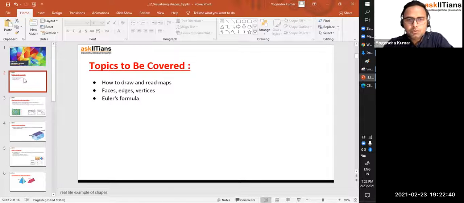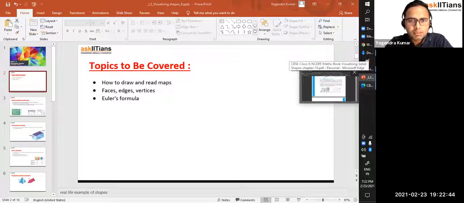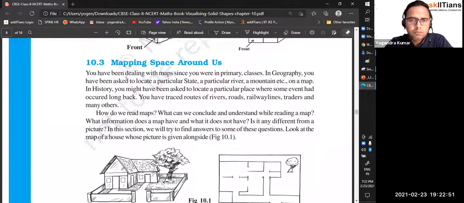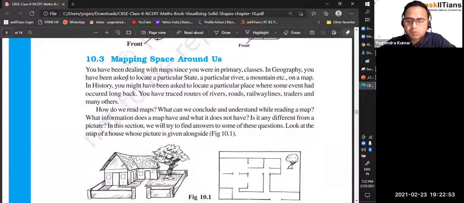So I want to explain the basics of this topic first. Let's start with your NCERT book only. In your textbook, you will find the topic name: Mapping Space Around Us. This is what we need to understand.